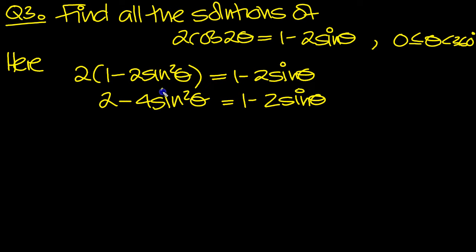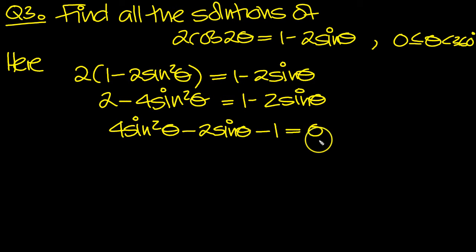Now let's move everything over to the right hand side. Move this over, we get 4 sin²θ. I'm writing it down from right to left. The minus 2 sin θ is already there. And then move the 2 over. 1 minus 2 is minus 1. There's nothing left over this side, so it equals 0. And I've written it down from right to left, haven't I?